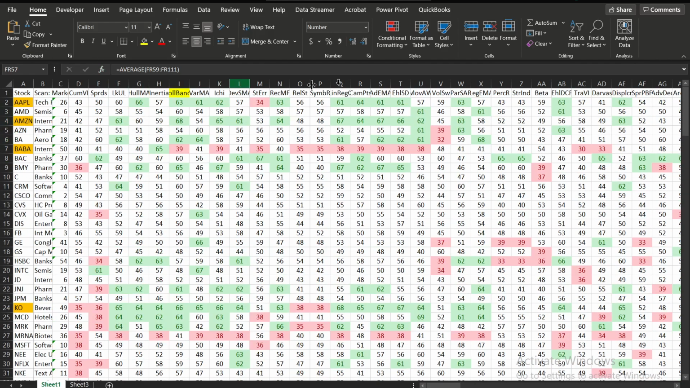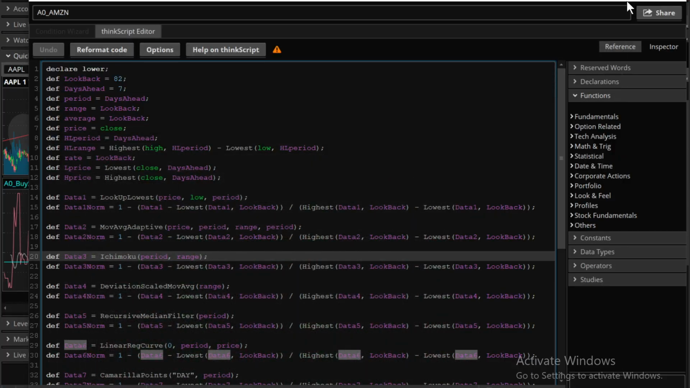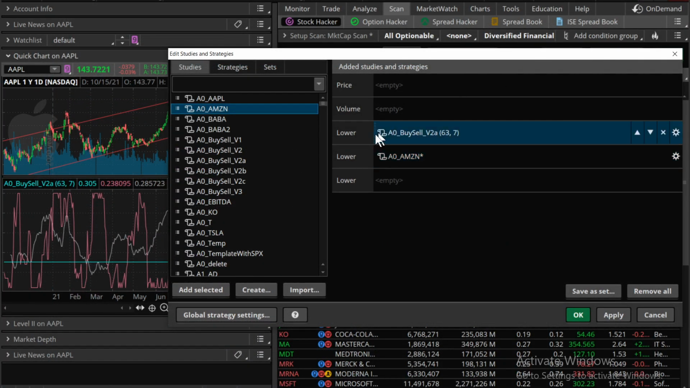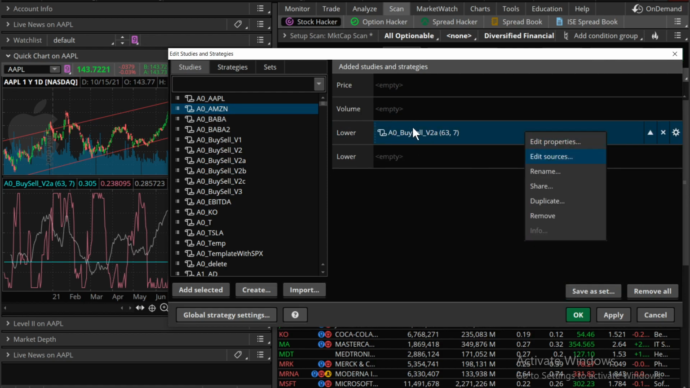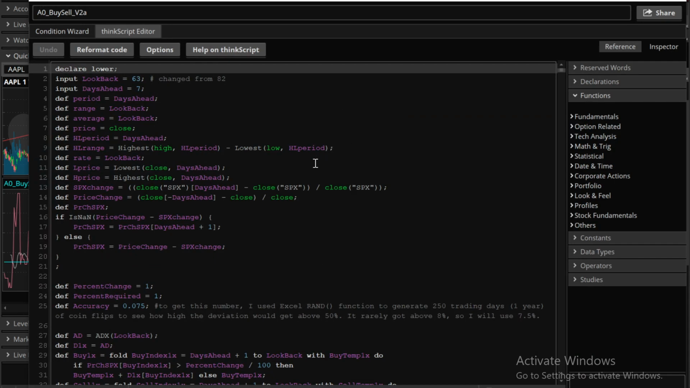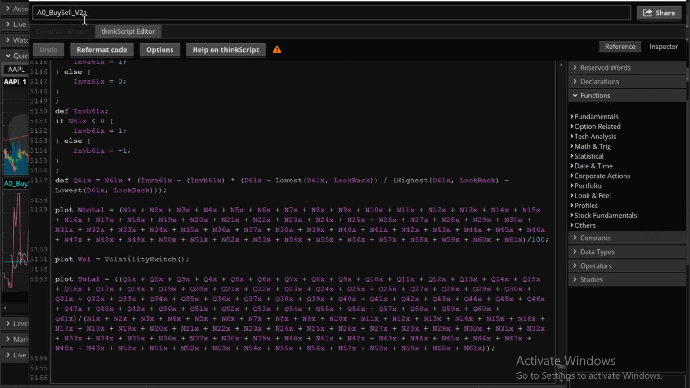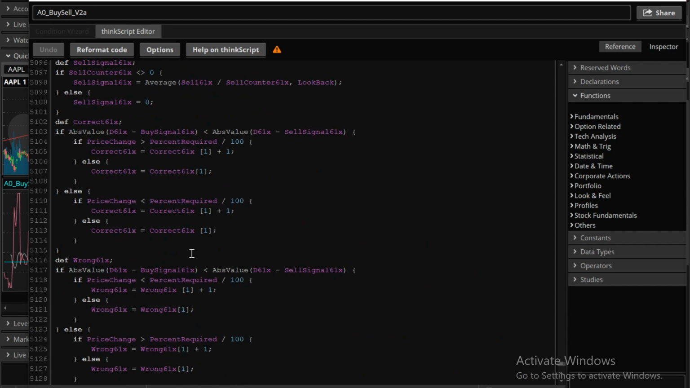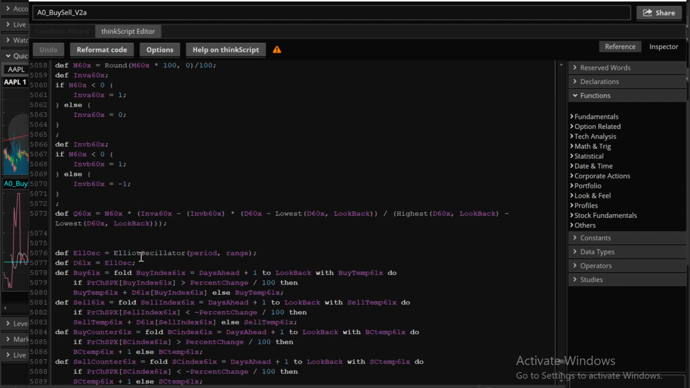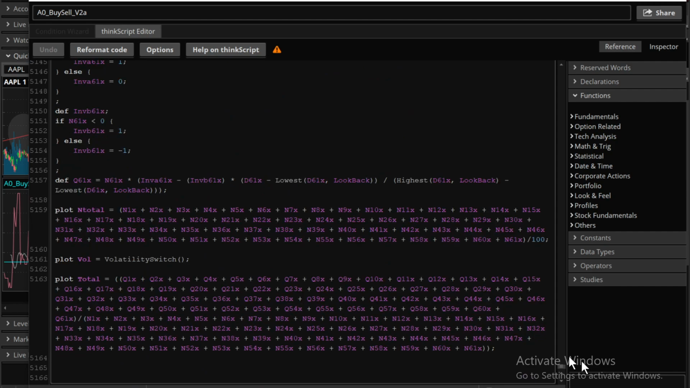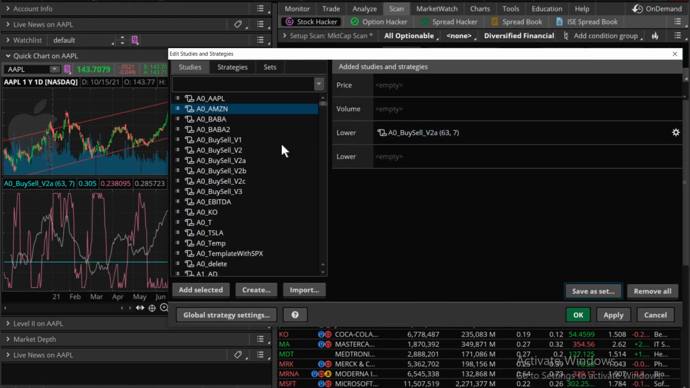I took 180 of these and broke them into, I had to break them into 3 separate algorithms because the script was too long, it wouldn't run it. So as you can see, this version 2A has the first 61 of these studies or indicators. And then the second one, let me put in the B.